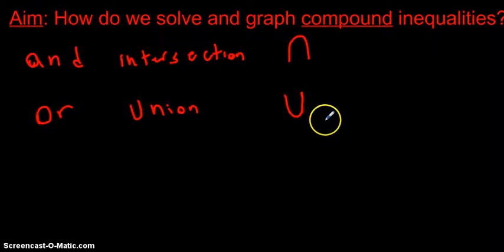Okay, so you might see these in different forms, and you might have been wondering why intersection is represented with this big N. It's because it's the opposite of the union, which is represented with the U. So that makes a bit more sense. Alright, so let's look at some compound inequalities.